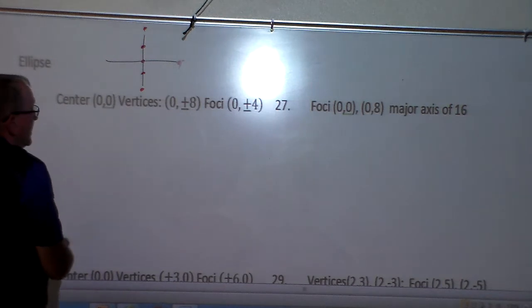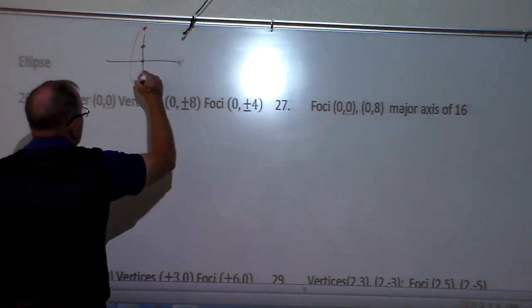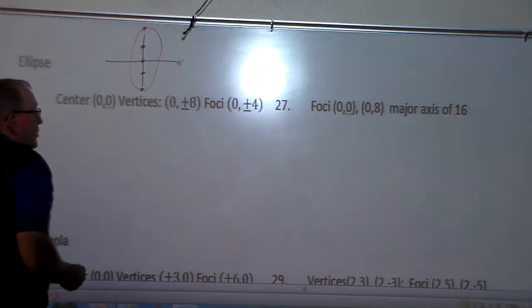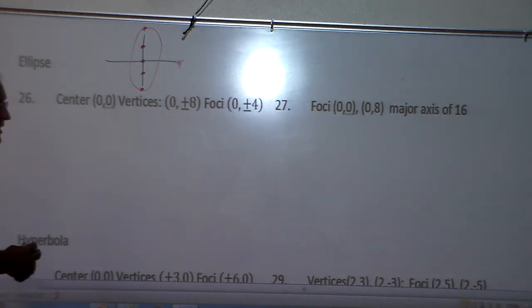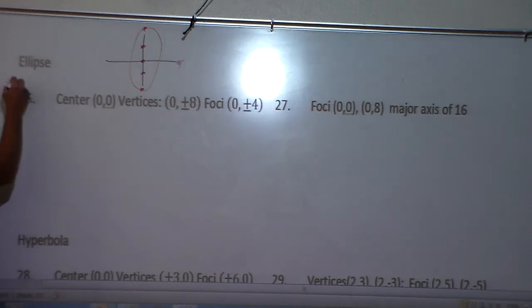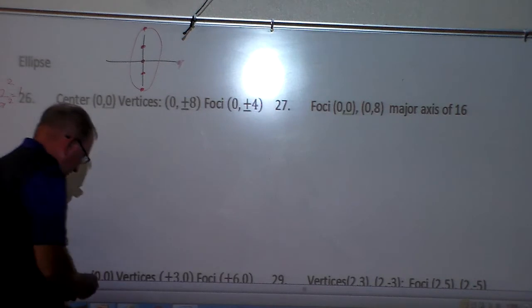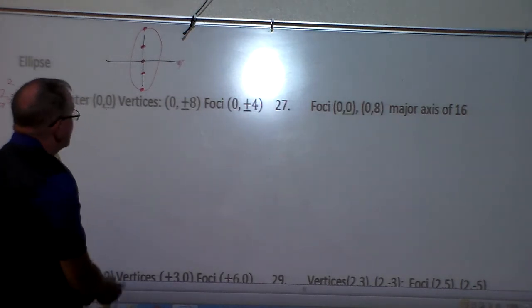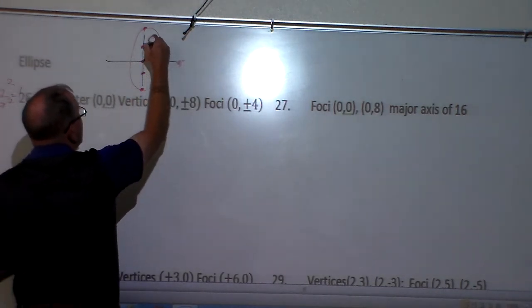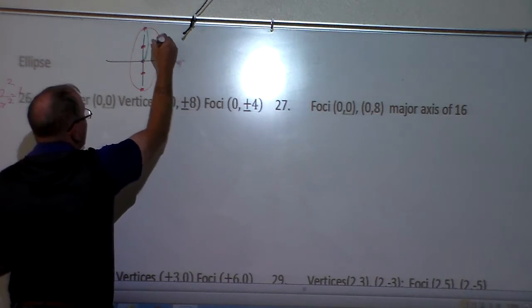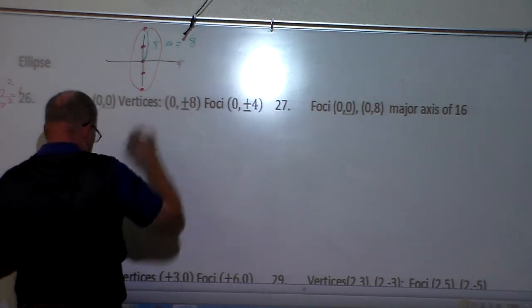That's real important. I know this one is a vertical one, so I know that A will be underneath the Y, because they always equal 1. So here's what I know. The distance from the center out here, from here to here, is 8. So I know A equals 8.